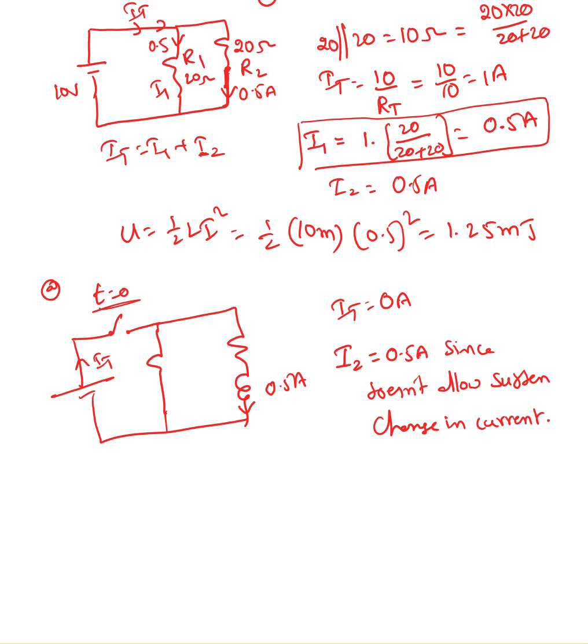Now how about I1? This current has to have a closed path, so the same 0.5 is going to come over here. So I can say I1 equals minus I2, which is minus 0.5 ampere. After a long time, in the sense of after 2 seconds or 3 seconds, that energy is going to be dissipated completely.